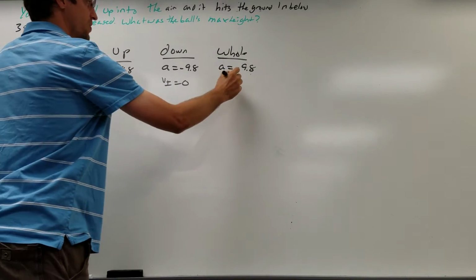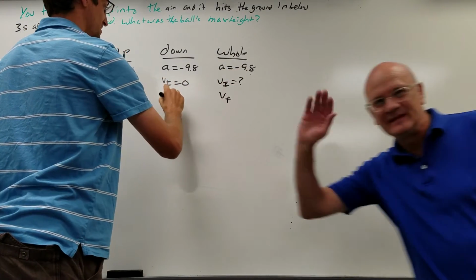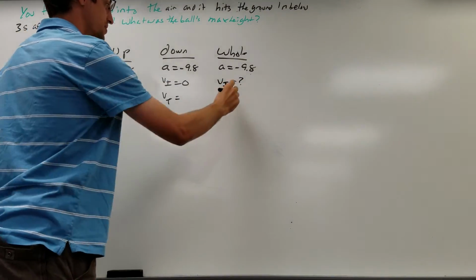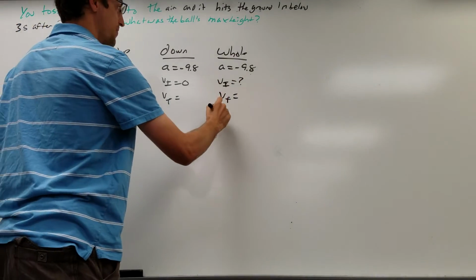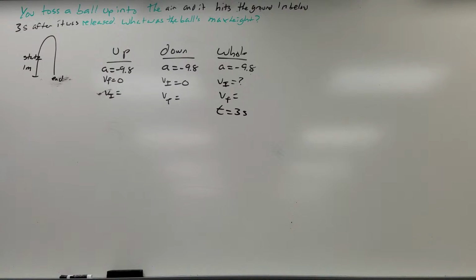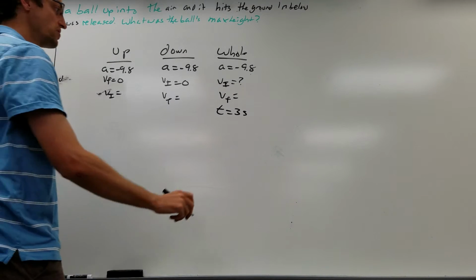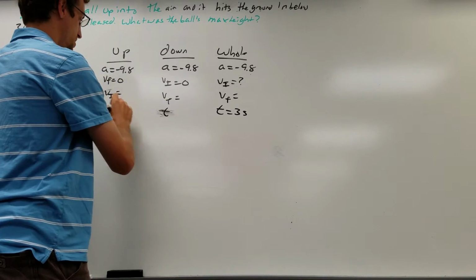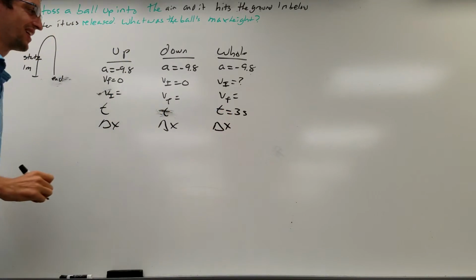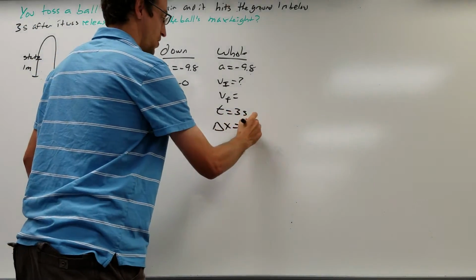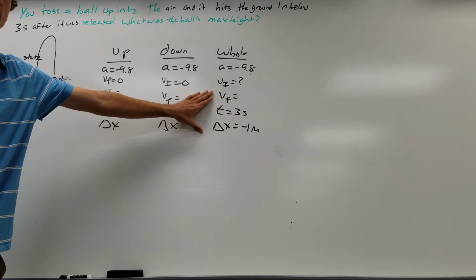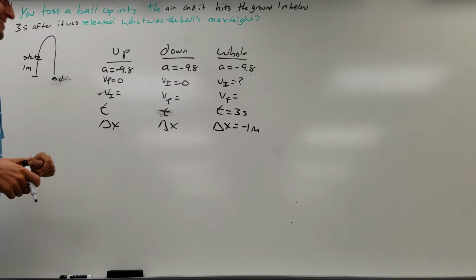Anyways, the initial we don't know. Nor do we know V final for this. That's okay. We do, however, know time for the whole path is 3 seconds. We don't know what it is for either up or down because it's not symmetric, and so we can't divide it by 2. We also know one more thing. Change in x is -1 meter. So even though we don't know what it is for up or down, we know what it is for the overall.